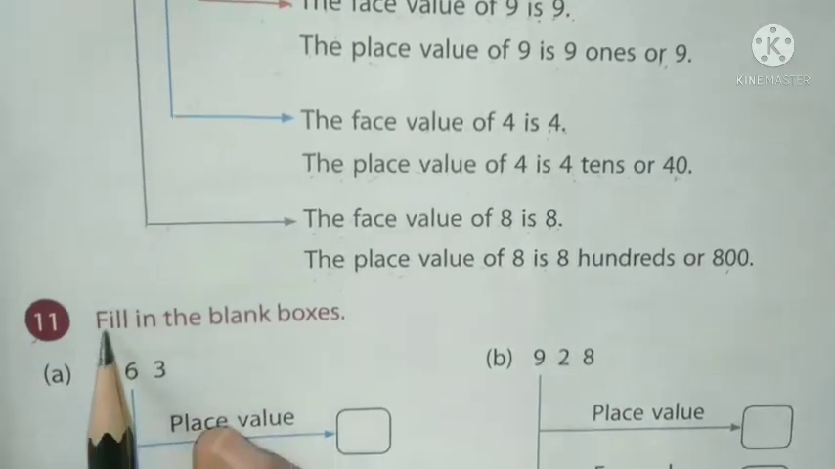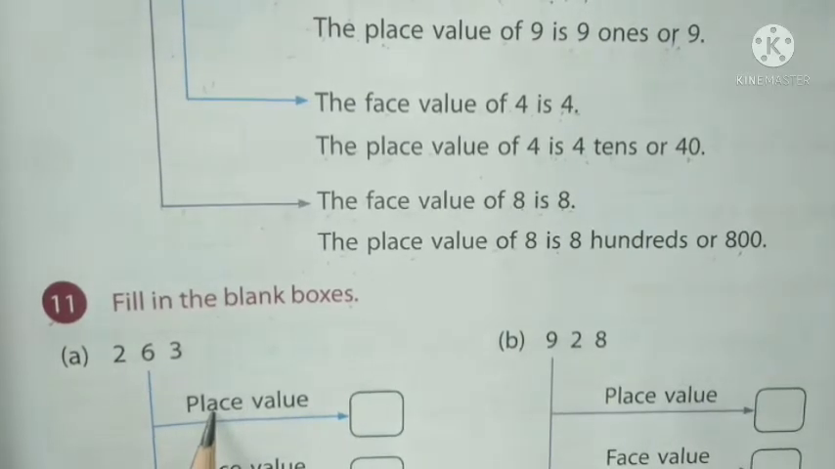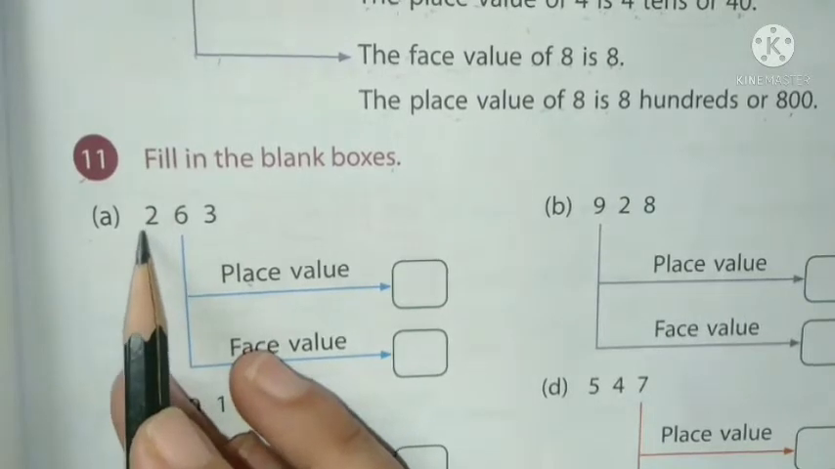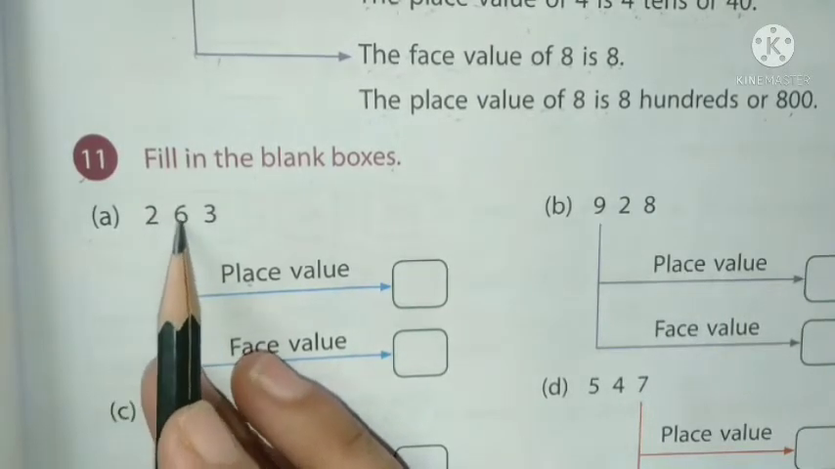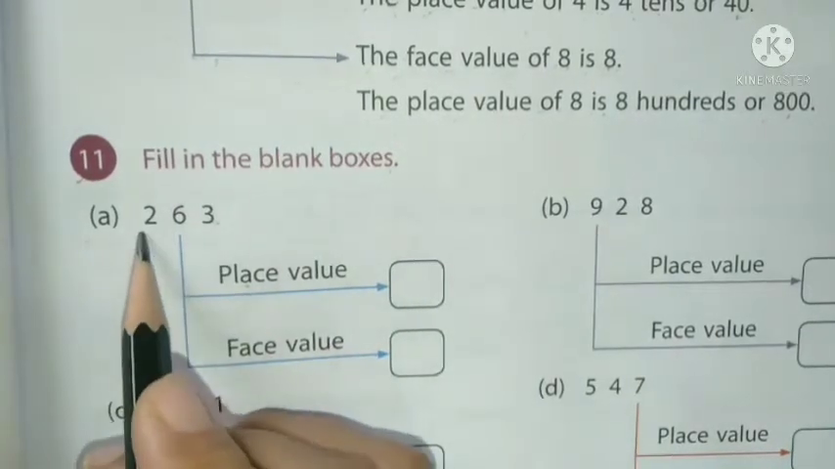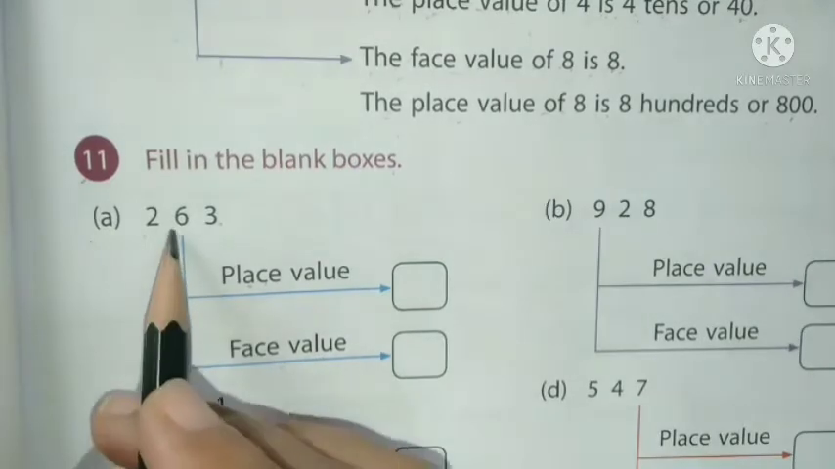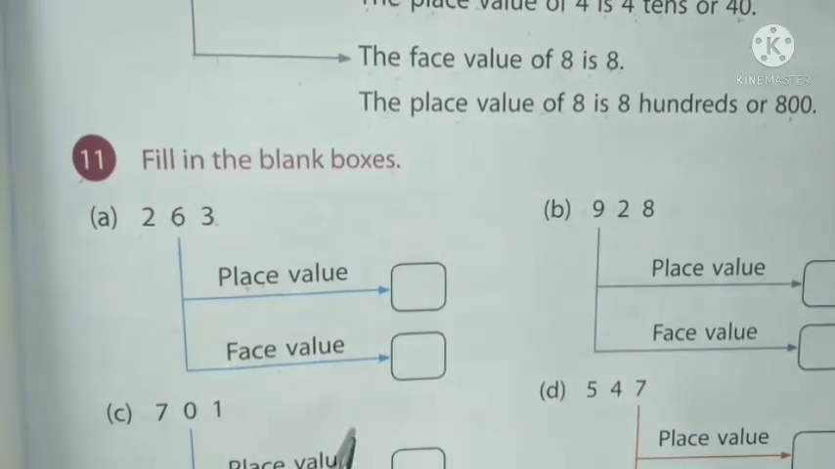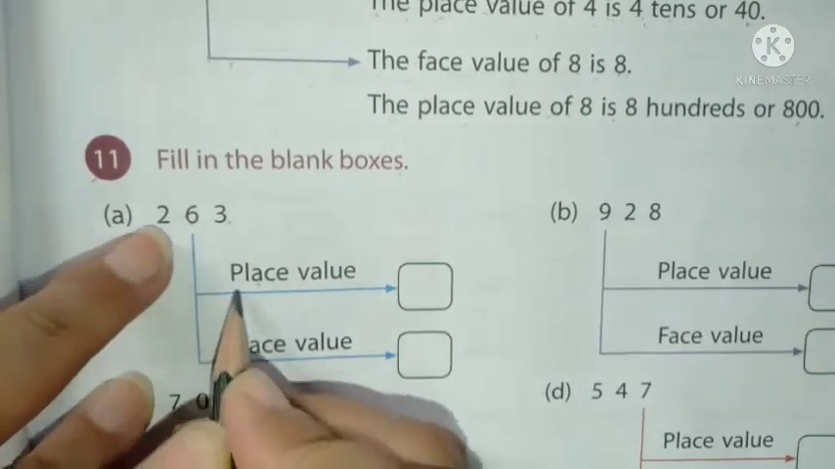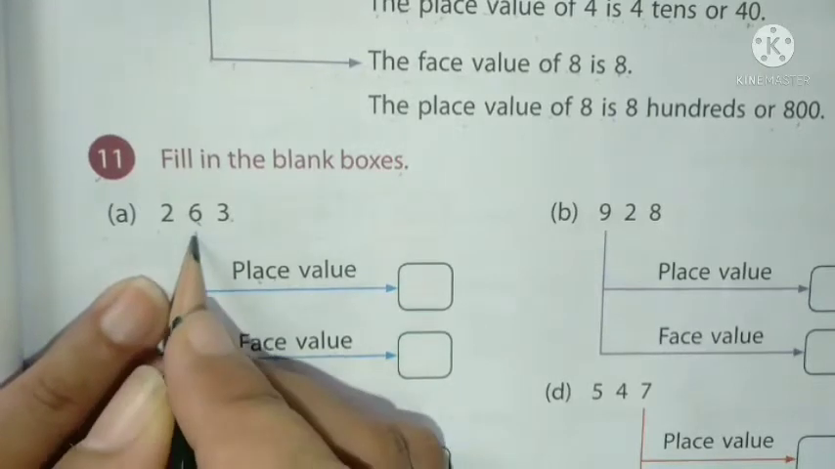Now we will do the exercise. Exercise 11. Fill in the blank boxes. Students, you have to write with me in your textbook. A. Now tell me which number is given here? 263. So here you have to write the place value and face value of the given digit. Here you have to write the place value and face value of 6 number. Okay, because arrow is here given.